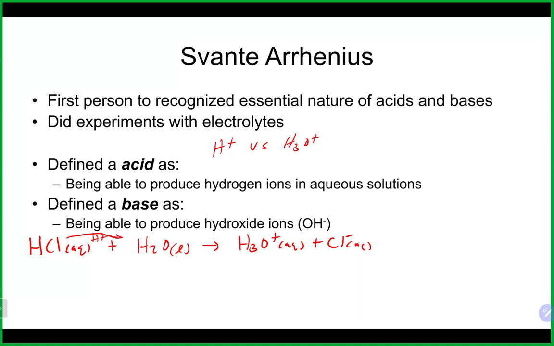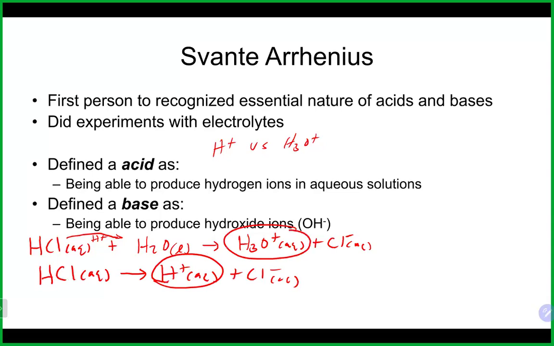But you can also simply write hydrochloric acid breaking apart in solution without including the water in the equation, and you will just get H plus and Cl minus. So without putting the water in the equation, we get H plus. When you do put the water in the equation, you get the H3O plus. These are basically the same thing. It's just two different ways to represent the acid part of the solution, so they are used interchangeably in formulas and equations.